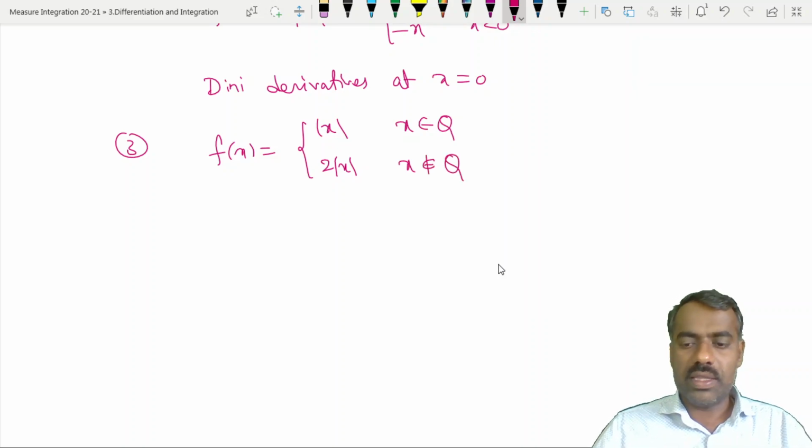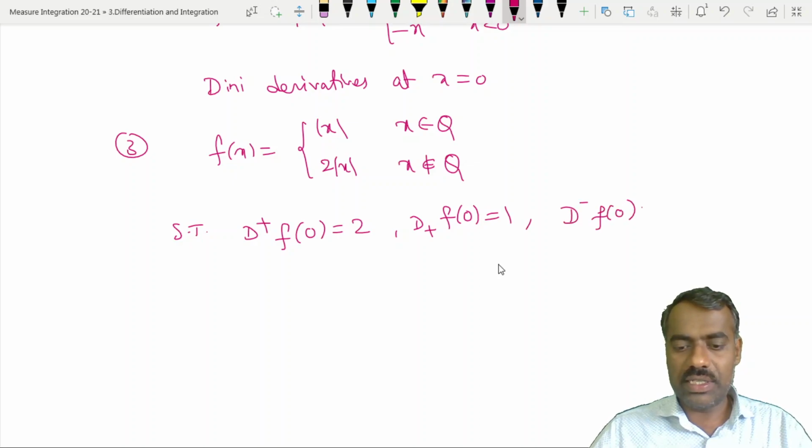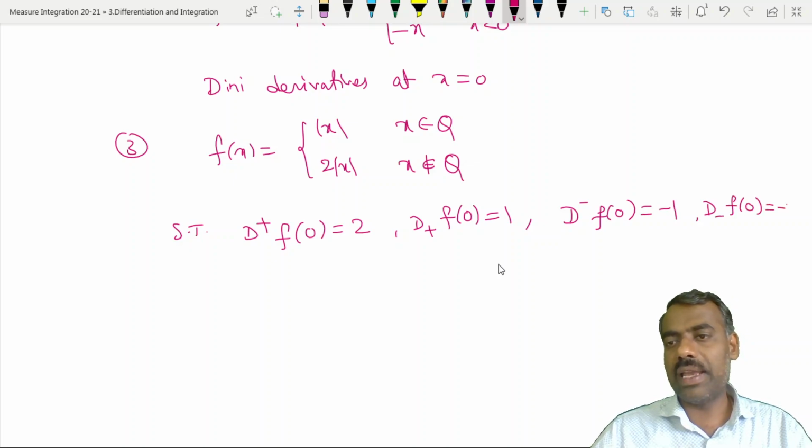Then find, or show, that D plus f at 0 is 2, D plus f at 0 is 1, D minus f at 0 is minus 1, and D minus f at 0 is minus 2.